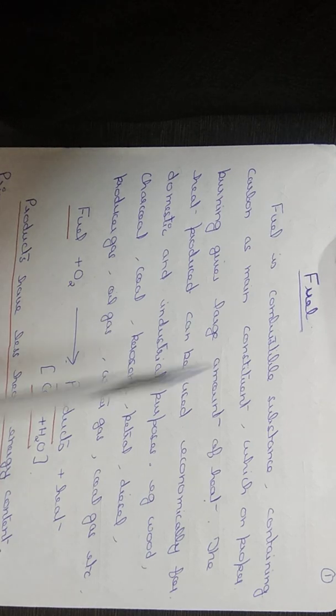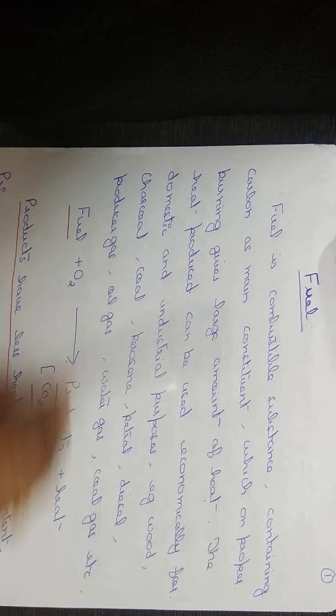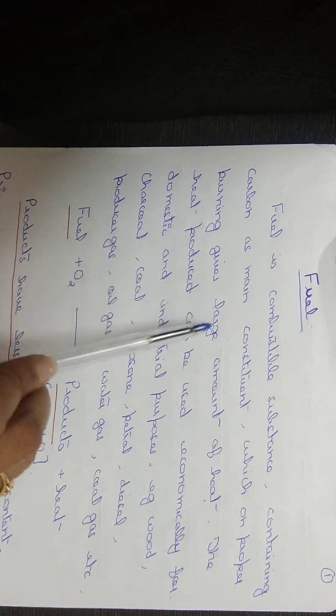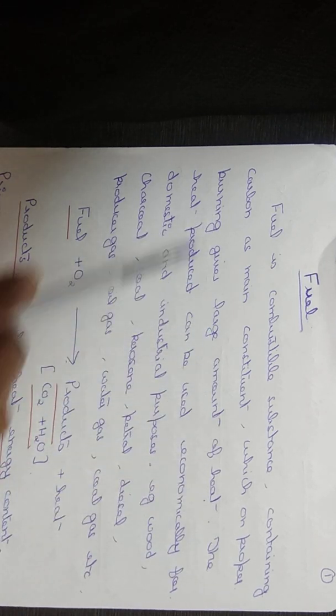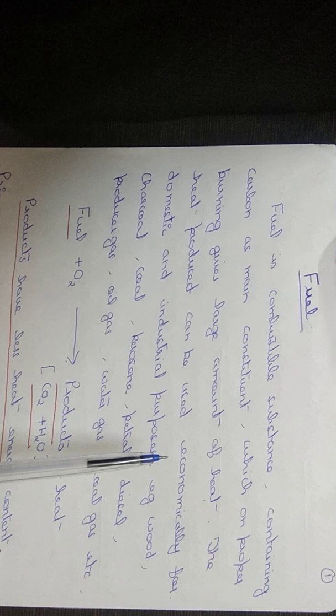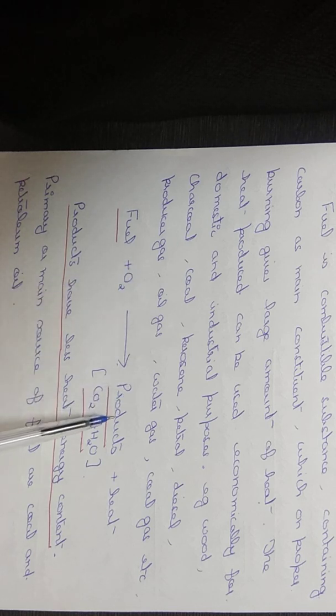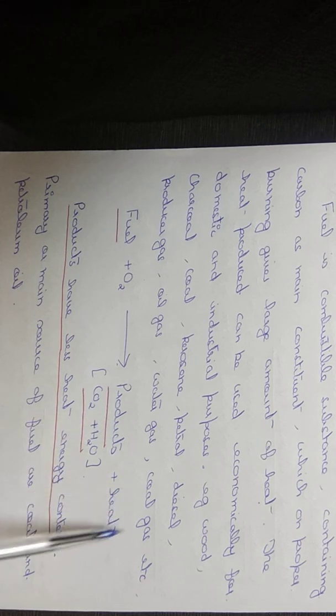So fuel is a combustible substance containing carbon as a major constituent, which on proper burning gives a large amount of heat, and this heat which is produced can be used for domestic and industrial purposes. Now fuel, when it reacts with oxygen or burns in the presence of oxygen, gives a product known as combustion product, plus heat is liberated. This heat can be further used for domestic and industrial purposes.